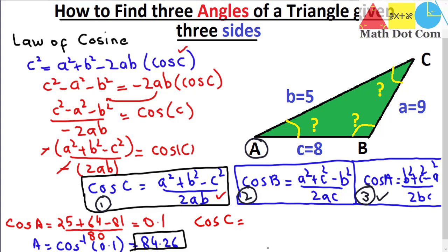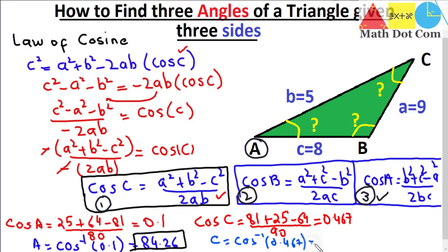So a square is 9 square, that is 81, plus b square is 5 square, that is 25, minus c square is 8 square, minus 64, divided by 2ab. 2 into a is 9, b is 5, so 10 nines are 90. It will be 90 in the division. So what we will get is 0.467. If we take the inverse of cos, C equals cos inverse of 0.467, what we will get is 62.2 degrees. So the angle C is 62.2 degrees.